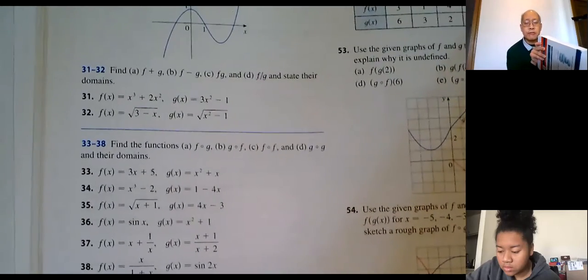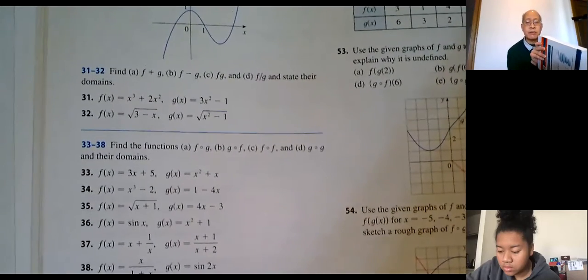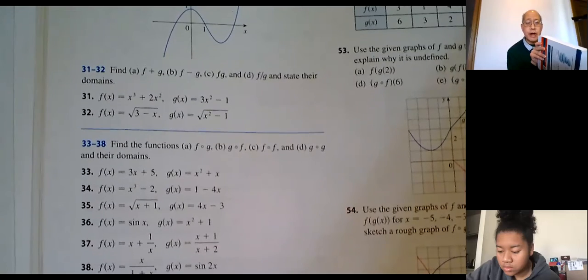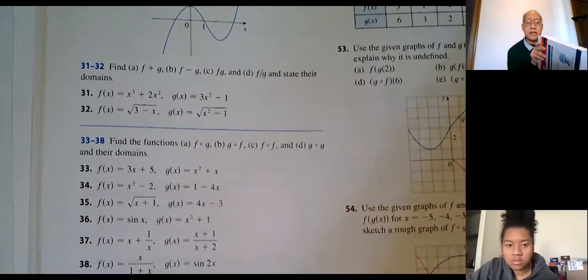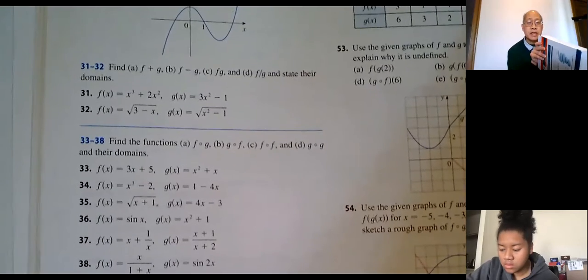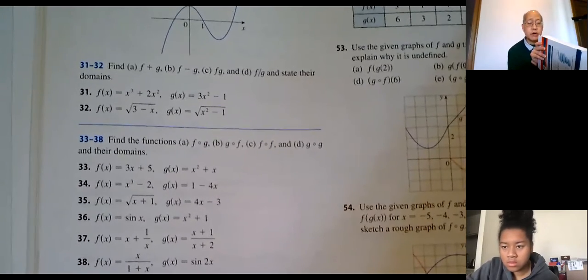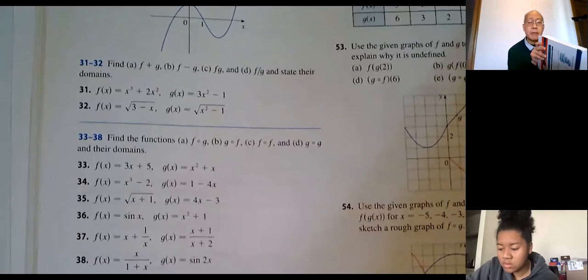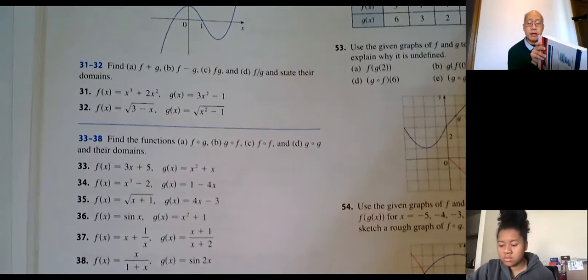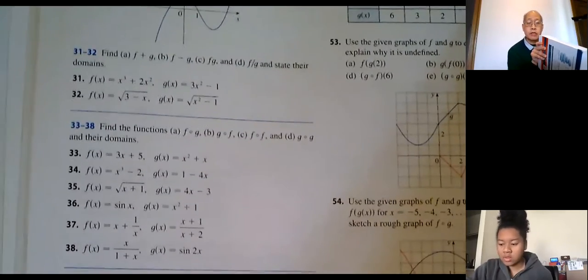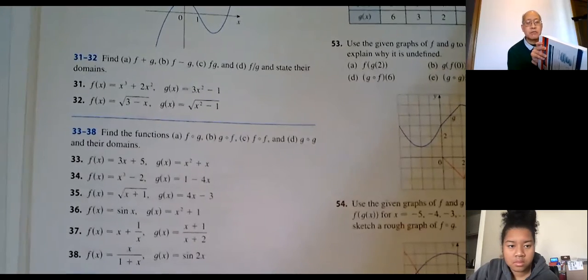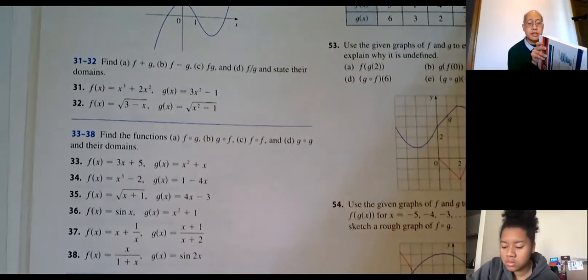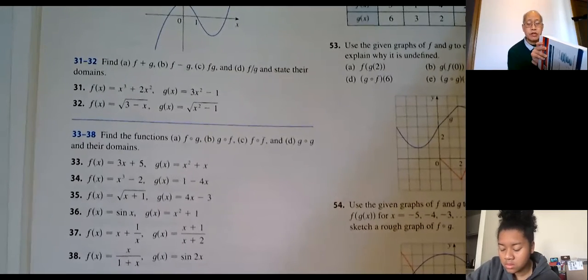The only thing to watch out for in B is that you have to think of the whole thing as being in parentheses. So for subtraction, for 31, B, make it parentheses. Sorry, I can't write it. Parentheses, the first one, x cubed plus 2x squared. Put that in parentheses. And then minus parentheses, 3x squared minus 1. Otherwise, you'll get it wrong. Okay, so one more time for B, put parentheses around x cubed plus 2x squared, and then minus parentheses, 3x squared minus 1, which means you have to distribute the negative.